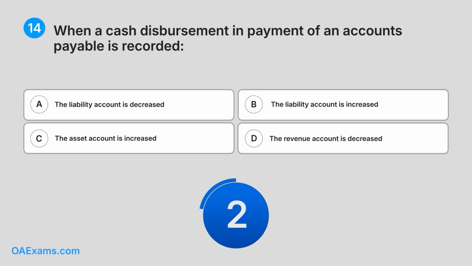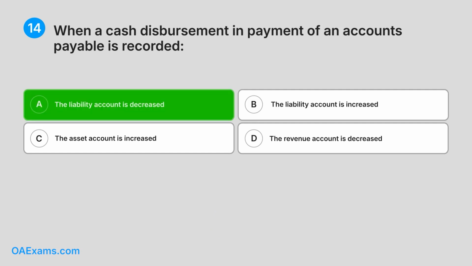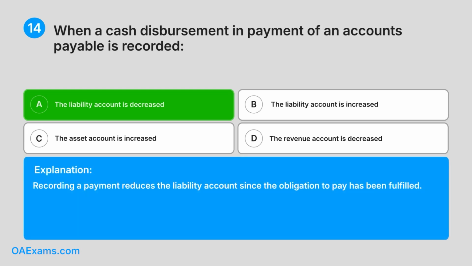Correct answer, A. The liability account is decreased. Explanation. Recording a payment reduces the liability account since the obligation to pay has been fulfilled.